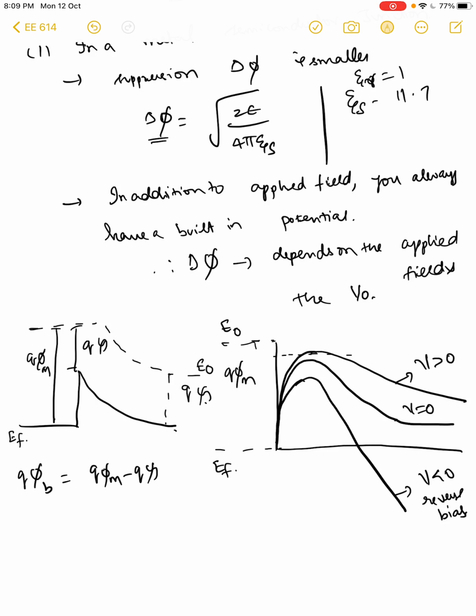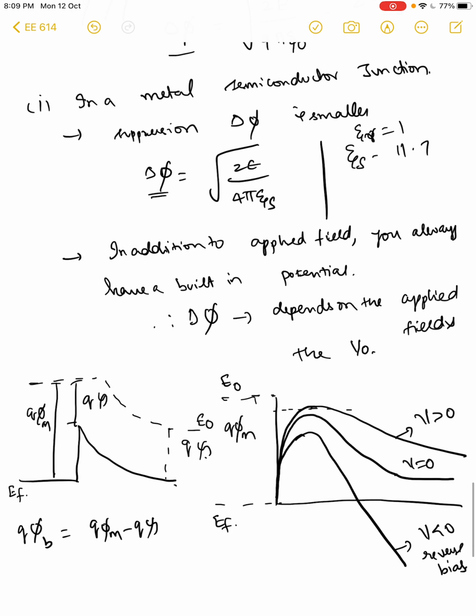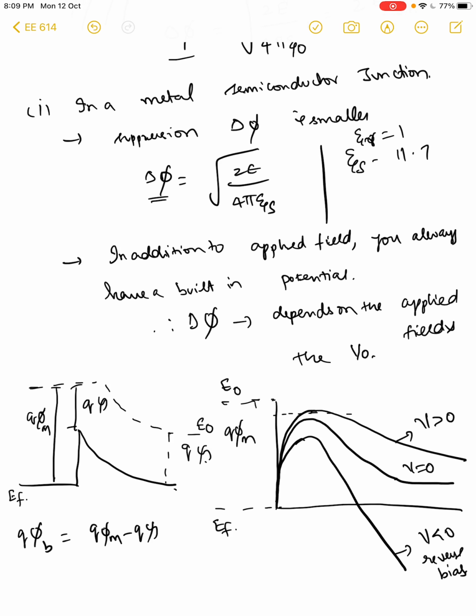Why is this like this? So basically you have a much larger barrier lowering at reverse biases. Why? Because the external field, the reduction in del psi, so basically this is del psi at V equal to 0, and this is del psi at V greater than 0, and the other one is del psi at V lesser than 0, right?